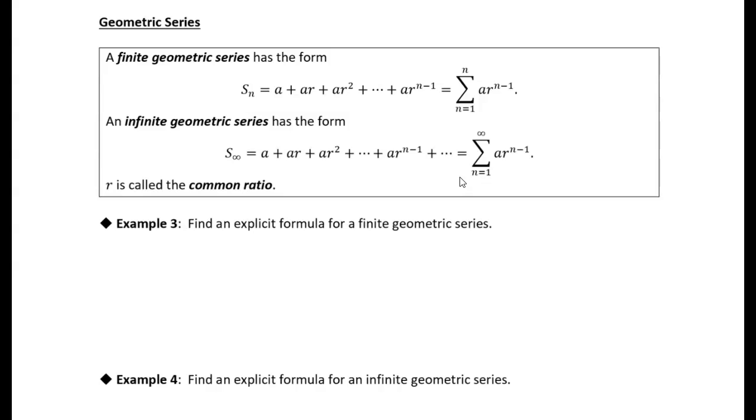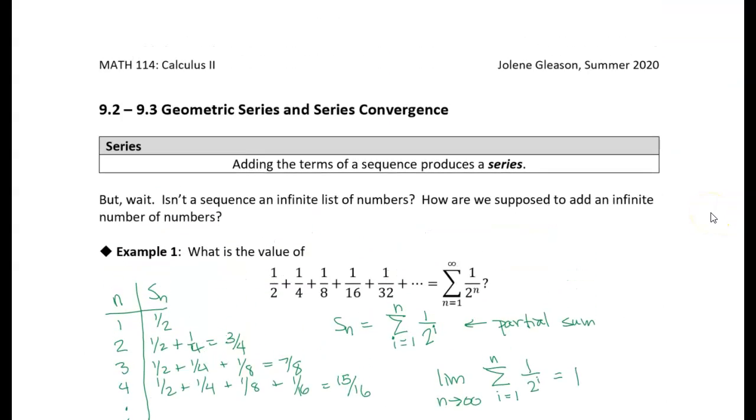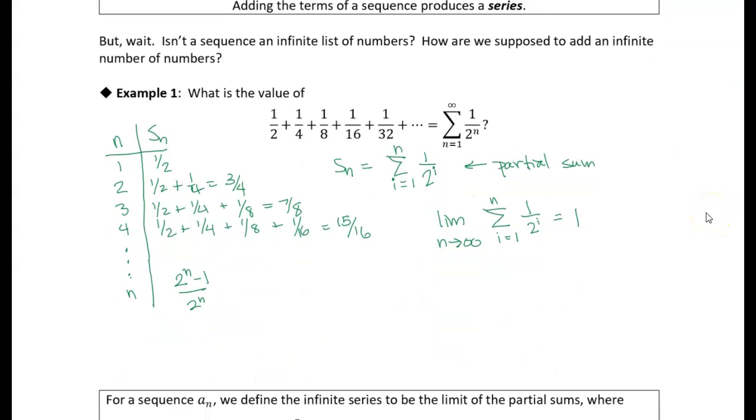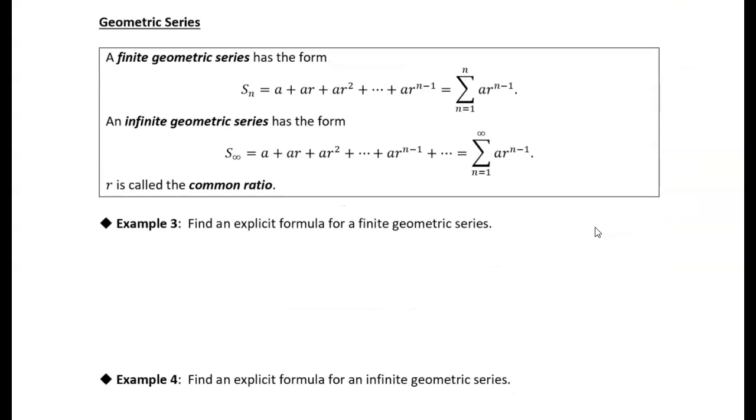So if you look back at the very first example we did, I'll scroll up here, where we have 1/2 plus 1/4 plus 1/8 plus 1/16 and so on. That's a geometric series because we have a first term, 1/2, and then every term afterwards is multiplied by a half. So we have a common ratio of a half as well. So that's an example of a geometric series.